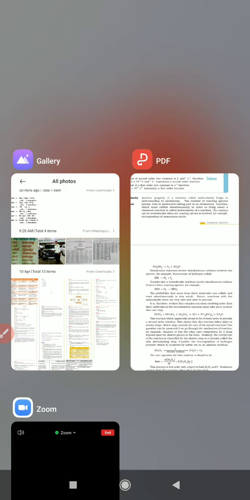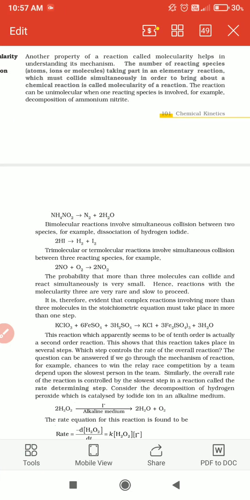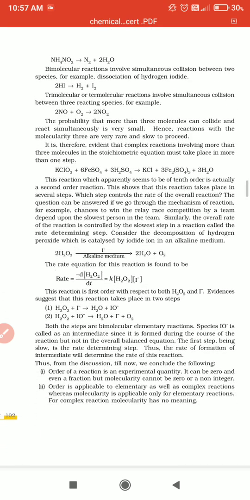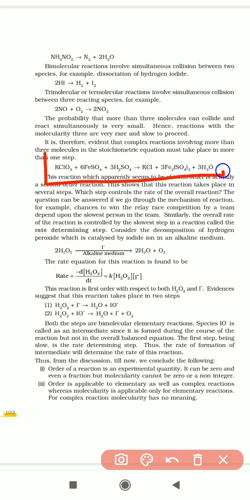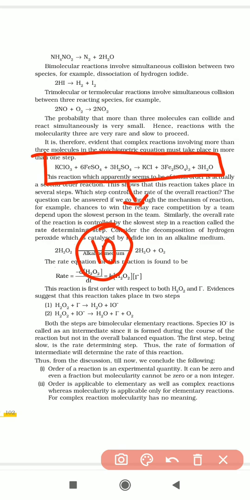Next, coming to see that, some examples are already given. Let us see these examples. For example, KClO3 plus 6 moles of ferrous sulfate reacts with 3 moles of H2SO4 to give KCl plus 3 moles of Fe2(SO4)3 plus 3 moles of H2O. What is the molecularity of this reaction? 10. 10 is the molecularity of the reaction, and the order of the reaction you would get is also 10. But actually this is a second order reaction.